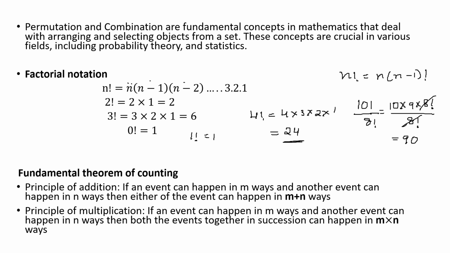Fundamental theorem of counting, principle of addition. If an event can happen in m ways and another event can happen in n ways, then either of the events, so either the first event or the second event, can happen in m plus n ways. So this is the fundamental theorem of addition. Principle of multiplication. If an event can happen in m ways and another event can happen in n ways, then both the events can happen in m into n ways. This is the fundamental theorem of multiplication.